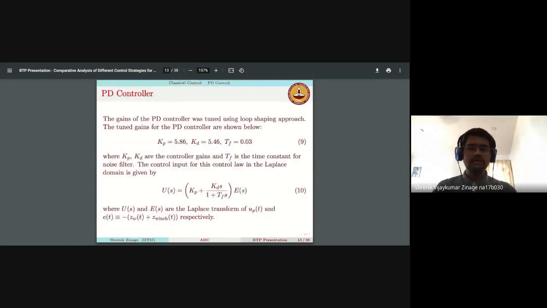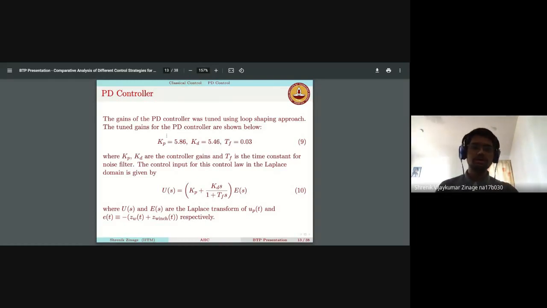Because of that I use a PD controller, and the gains for this PD controller, namely the proportional gain and derivative gain, were tuned using the loop shaping approach. Loop shaping is a tuning method using the frequency domain. So through the frequency approach, we try to tune the gains. Okay. And over here, TF is the time constant for the noise filter. The reason why I included TF in this control law is that our primary goal would also be to attenuate noise.